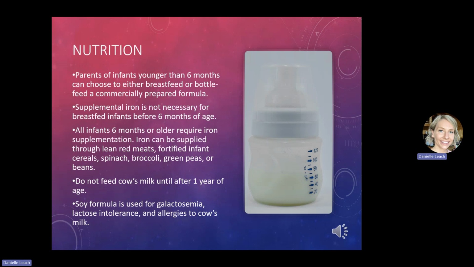Soy formula should also be reserved for infants who need it for a medical reason. So things like, do they have galactosemia? Do they have lactose intolerance? Do they have a true allergy to cow's milk? Soy formula is not nutritionally complete. It's not the best option. So parents shouldn't be choosing that just because they don't want to use other types of formula.